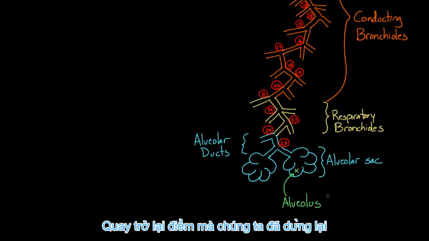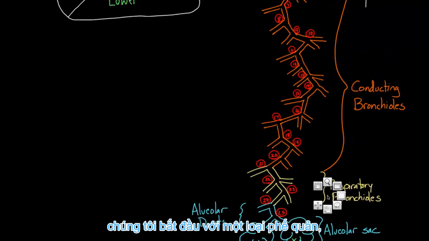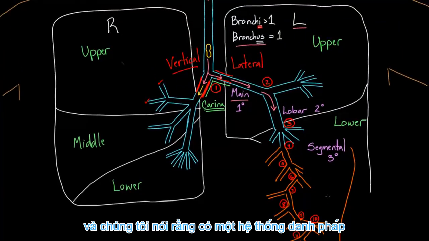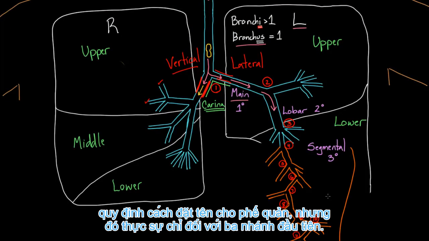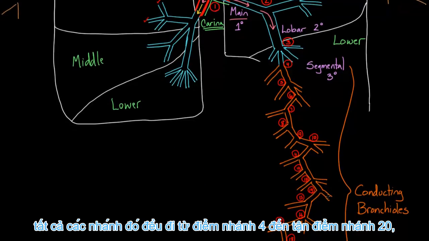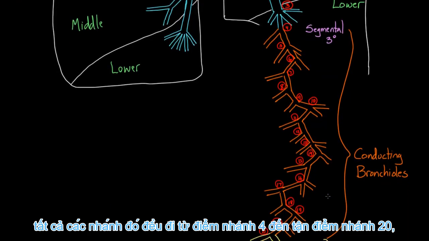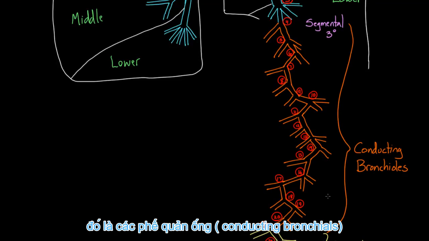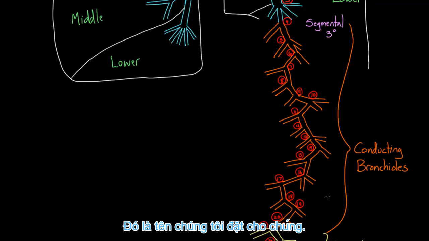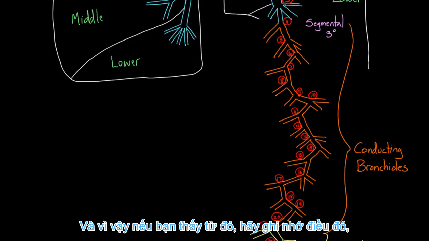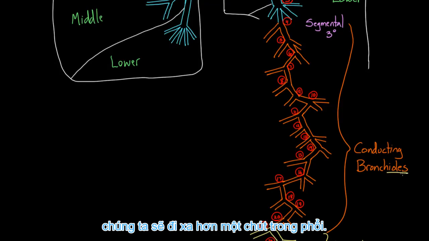Going back to the very point where we left off, we start with the bronchi, right? And we said that there is a naming structure for how to name the bronchi, but that's really just the first 3 branches. And then after the first 3 branches, all of the orange stuff, all of those branches going from branch point 4 all the way down to about branch point 20, those are the conducting bronchioles. So that's the name we give them. They're no longer bronchi, they're bronchioles.